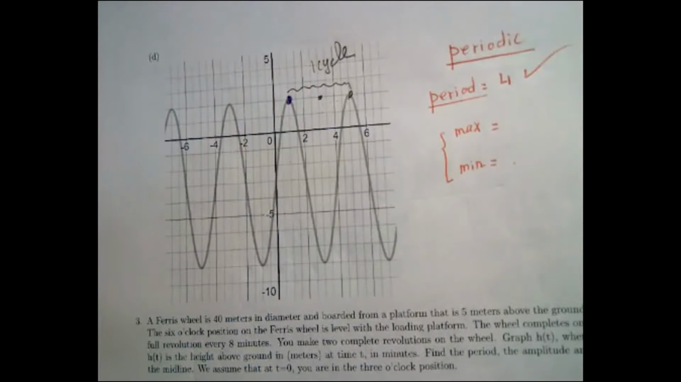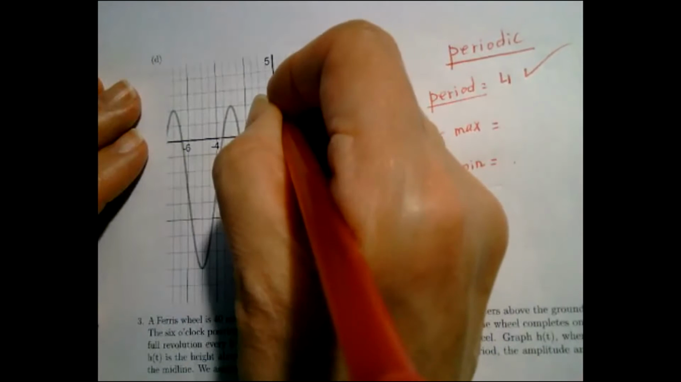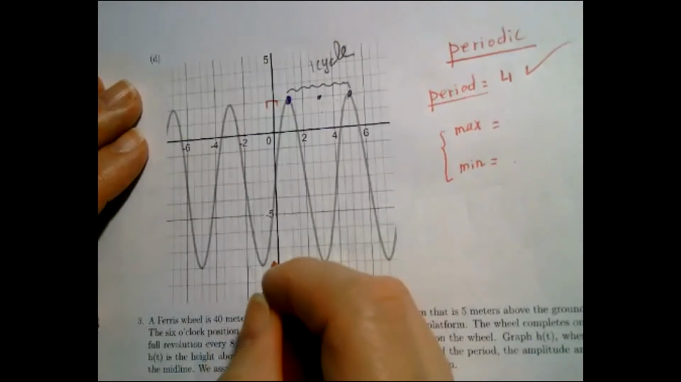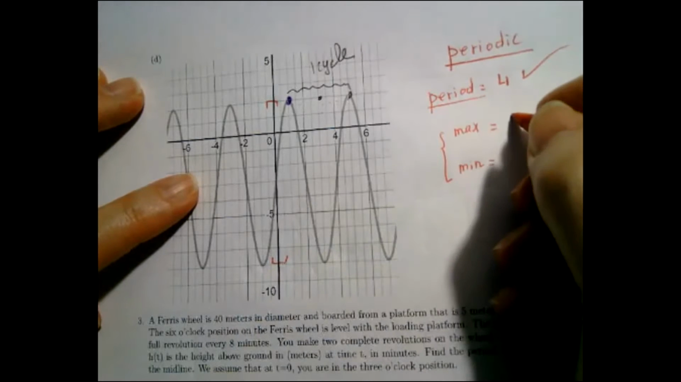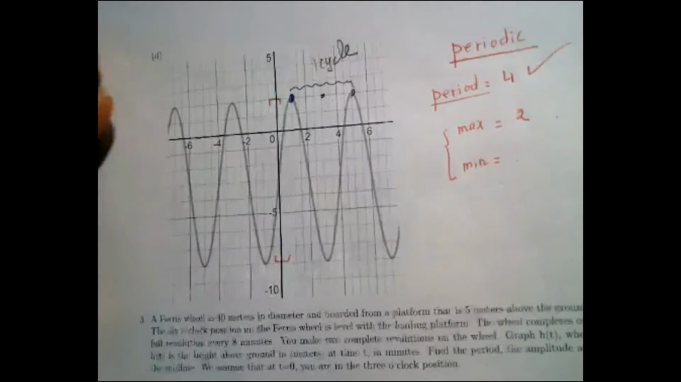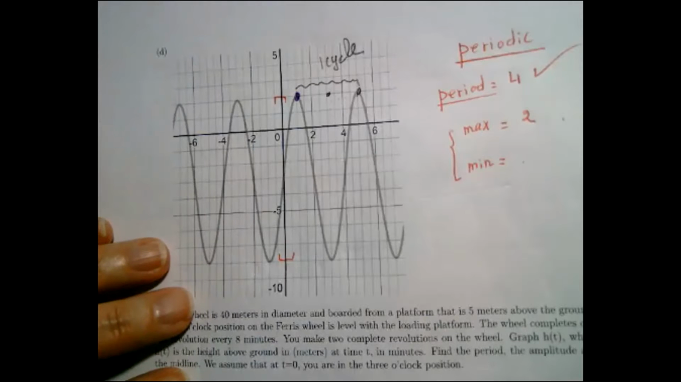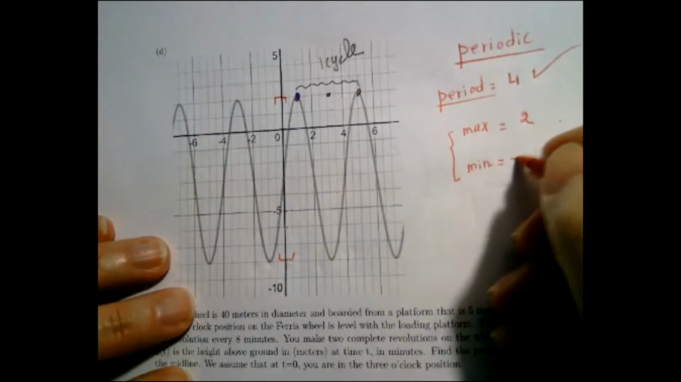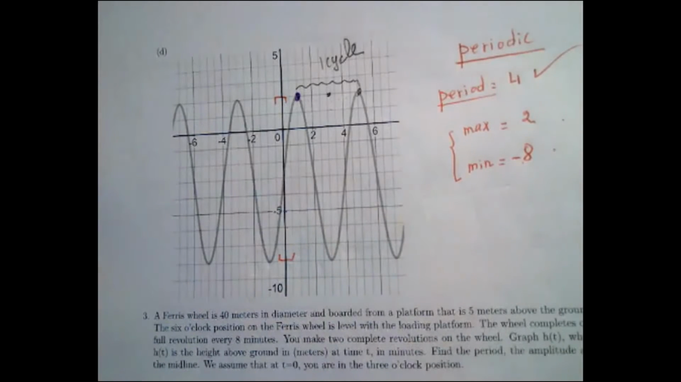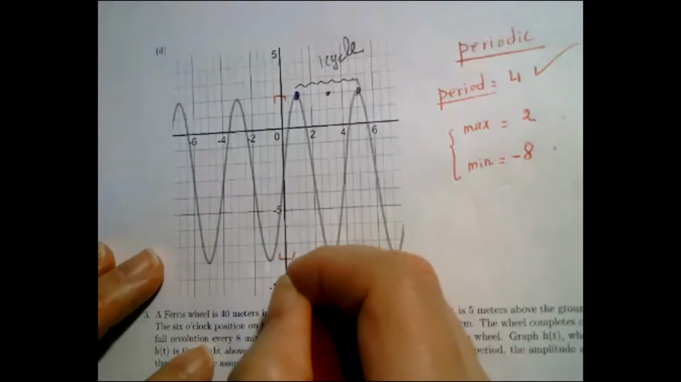Now the max. Before amplitude, I want the max and the mean. What's the maximum value the function has? Anybody? The max is 2. I think I agree with them. And what is the mean? The mean is -8. Let me see. -5, -6, -7, -8. Very well. Okay, -8. Now the amplitude and the midline. So this is -8 and this is 2.